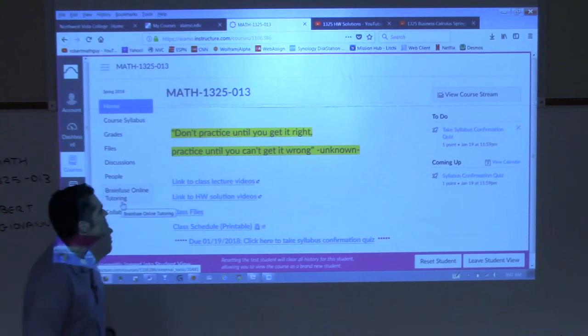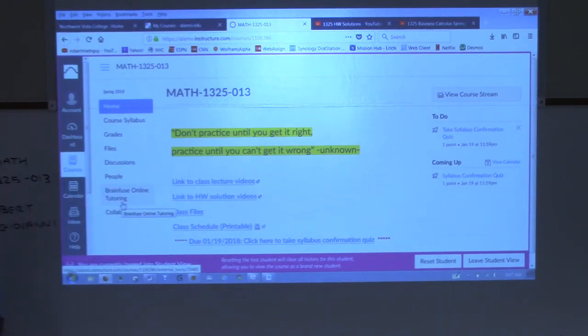This quote here, I really like this quote. I put that on all my classes' first entry page. I don't remember where I saw this, but: don't practice till you get it right, practice till you can't get it wrong. So in mathematics, when you're doing your homework and preparing for a test, if you do a homework problem and you're like, yeah, I got it, that is not enough.